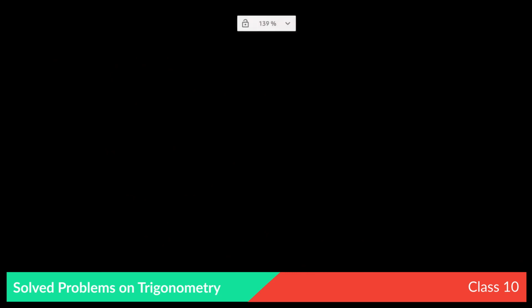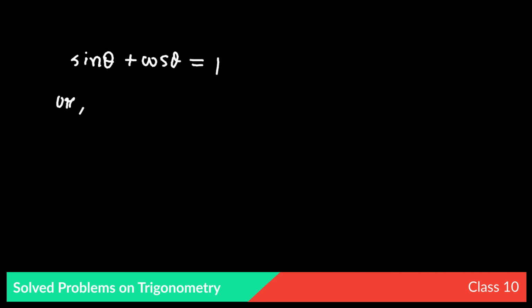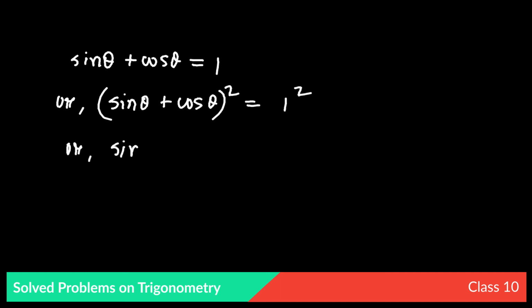It is given sine theta plus cos theta equal to 1. Now just see. If we square both sides, what will we get? Here we will square both sides. That means sine theta plus cos theta whole square equals 1 square. Now, if we break this, in the formula of a plus b whole square, a plus b whole square means a square plus b square plus 2ab, equal to 1.